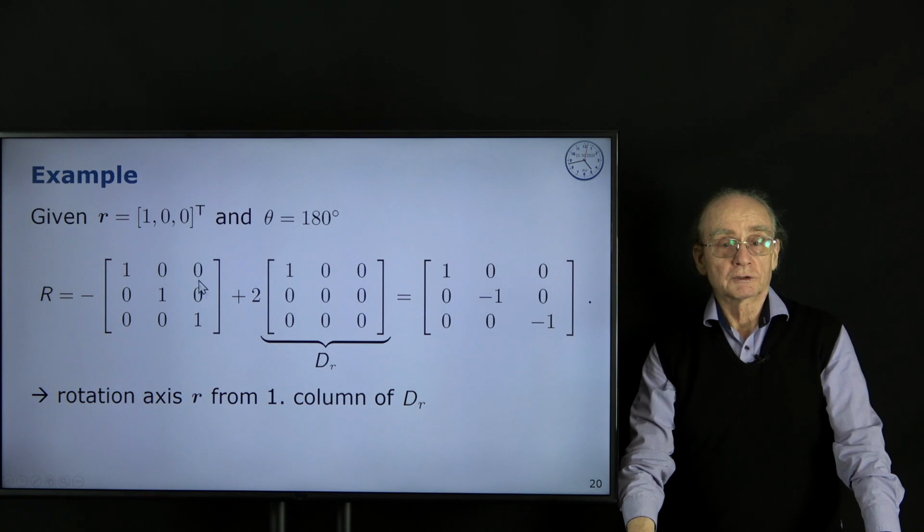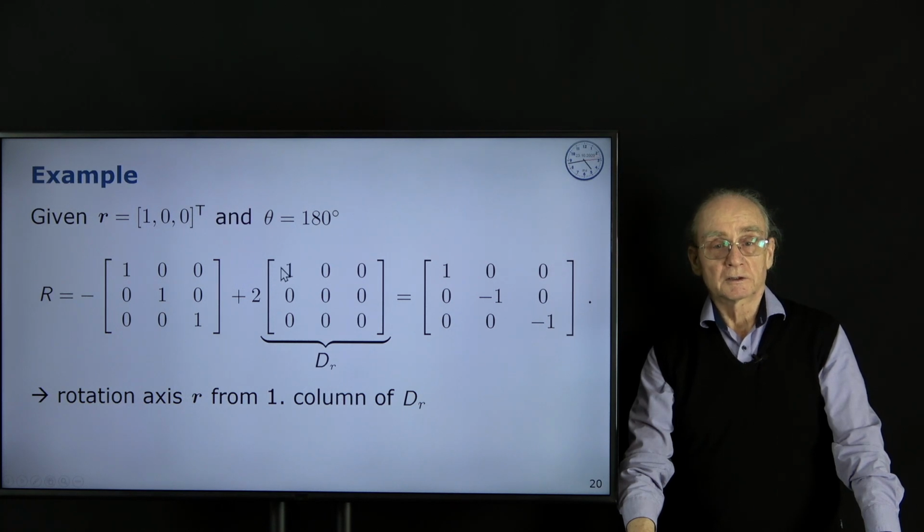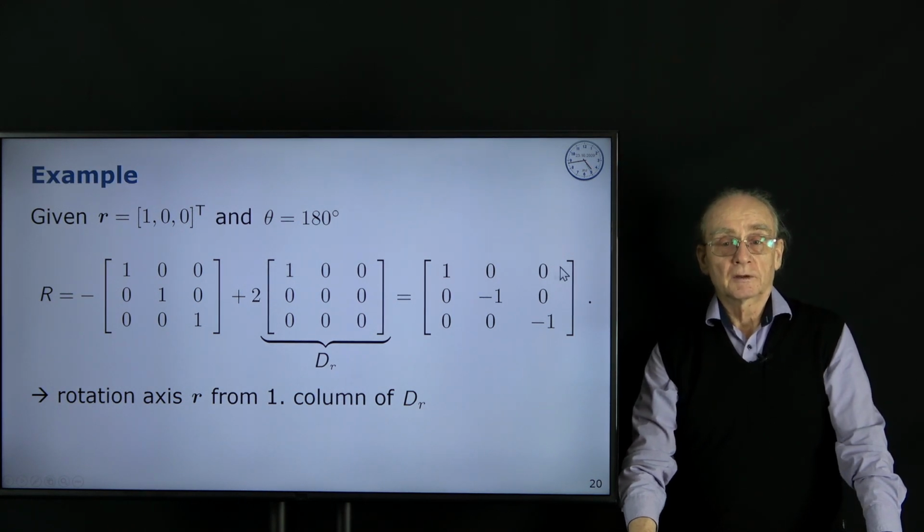And for instance, if you have a rotation around the x-axis by 180 degrees, we get this rotation matrix: minus the unit matrix plus 2 times r times r transposed, which is this matrix. This is D. And if we sum them, we get the rotation matrix 1, minus 1, minus 1. It's symmetric. And if we were given this matrix and would like to know the rotation axis, we would derive the matrix D, which is this one. And of course, we take this column vector, normalize it if it is not already normalized. So we get the rotation axis here as the first column of D.